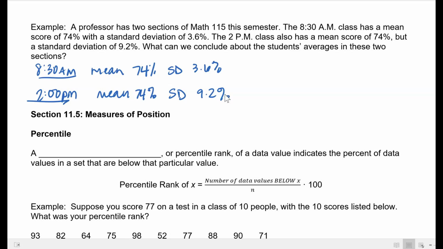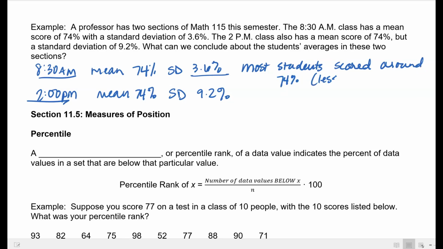I would say, in this first section, the standard deviation is a lot smaller than it is for the second class. So I would say most students probably scored around 74.